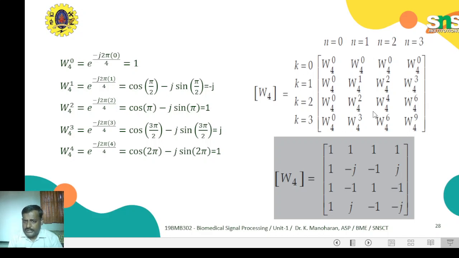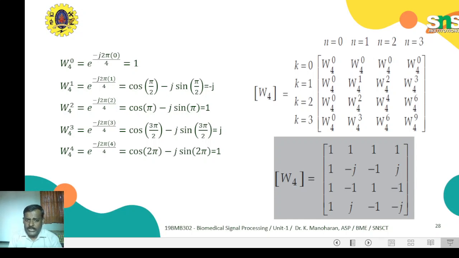Each value we need to calculate and that will be replaced here. So W4 of 0 will be 1, so all those values will be put here. W4 of 1 value will be minus j, so here we put minus j, and then the remaining values. This is W4 of 2, this is also W4 of 2, so W4 of 2 value will be minus 1. We replace those values here. And this is W4 of 3, this is W4 of 4, and this is W4 of 6. The corresponding values will be replaced. We get W4 equal to this matrix. So this is for a 4-point DFT computation.